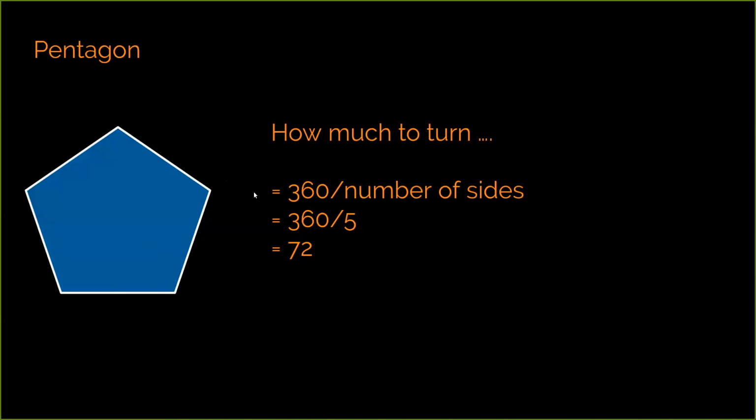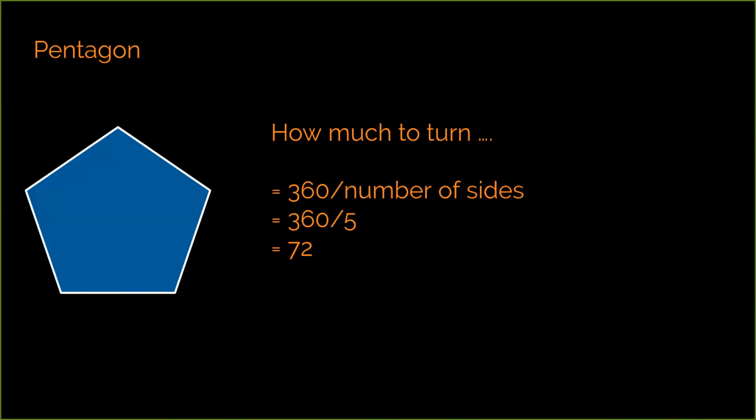So we take the angles around the point and divide it by the number of sides. In a pentagon, that is 5. So you divide 360 by 5 and you get 72. This is the inner angle, and this is the amount we need to turn our beetle by. Let's give it a try and see.